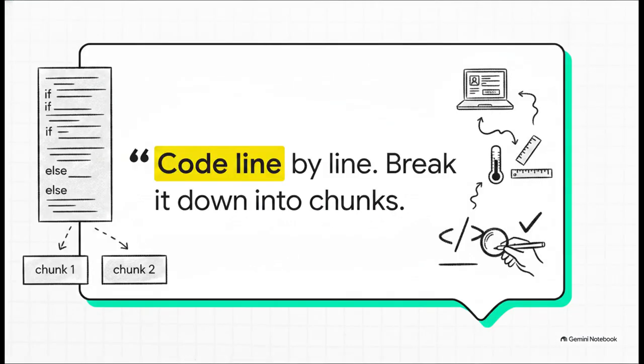Now, I know staring at a massive wall of logic can feel pretty overwhelming, but just remember this golden rule. Code line by line. Break it down into chunks. Seriously, don't try to build the entire app in one go. Write your function, print it out to test, add your very first if statement, and test that. Taking it step by step is honestly the real secret to keeping your sanity as a developer.